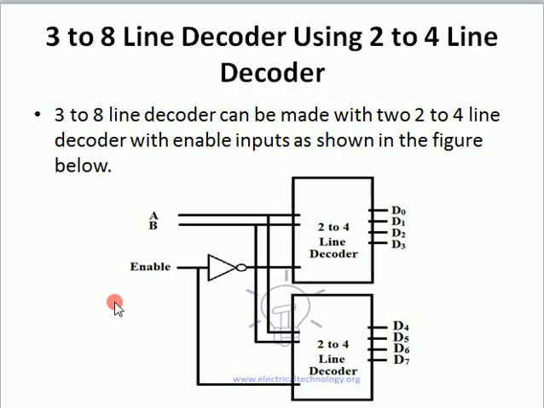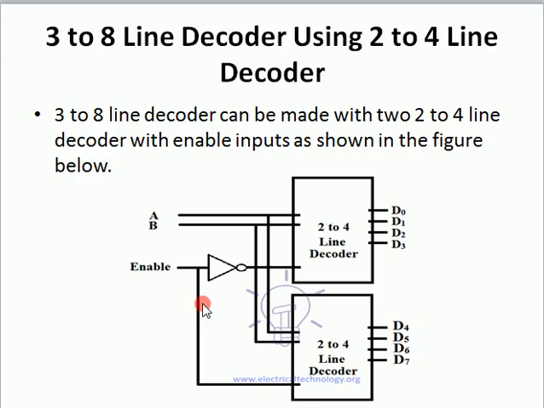We can also implement the 3 to 8 line decoder by using 2 to 4 line decoders. So how can we implement it using 2 to 4 line decoders? You may see this. We have to use the 2 to 4 line decoders with enable inputs, and here you see, for one we have the inverted enable input and in the other we use the direct enable input. The two inputs are here A B, and the first one is a 2 to 4 line decoder with 4 outputs D0 to D3, and here we again have 2 inputs A B, one enable input, and the 2 to 4 line decoder with outputs D4 to D7.